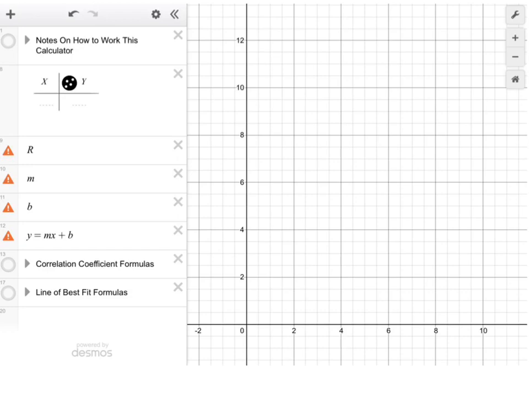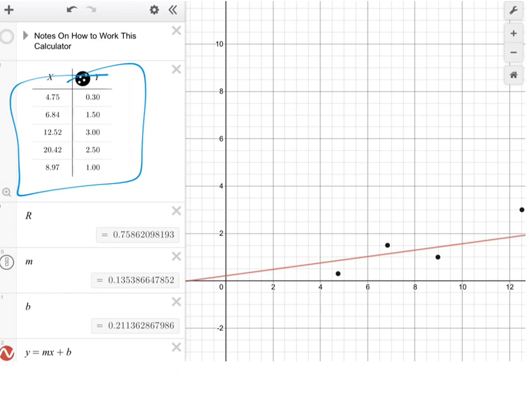In here, in this table over here, you're going to put your data. The X's are going to be your meal costs, and the Y's over here are the tips that people leave. You're going to put them in there, and it's going to start plotting the points for you, which is pretty convenient. And it's going to sketch a line. That's the line of best fit. Your job is to write the equation of that line and write down the correlation coefficient.